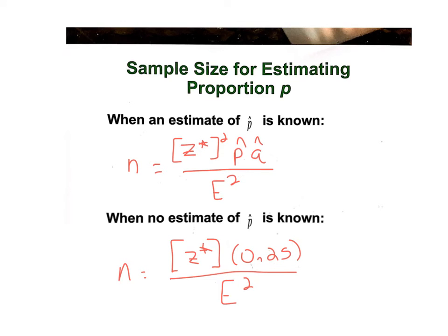Okay, sample size. To find out how big a sample you need, there are 2 ways to do this. If you know P hat, we're going to do it this way. That should look familiar. It's the same formula we just did. We just solved it for N. If you do not know P hat, what we're going to do is put 0.25 in place of P hat times Q hat and work it out that way. Everything else is exactly the same. Let's try one and we'll be done.